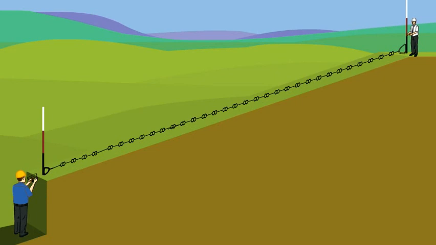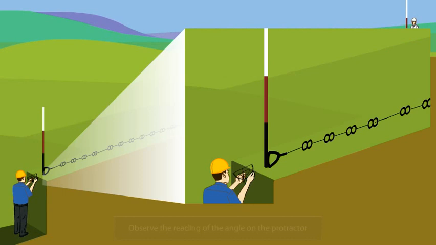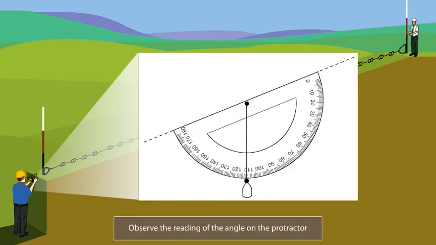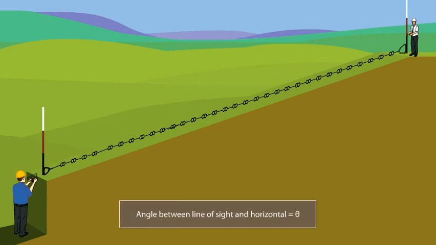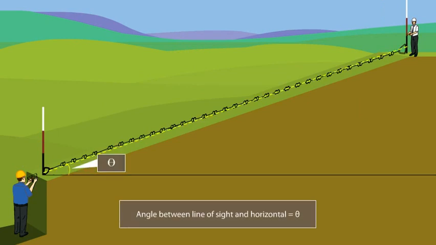Point the clinometer to the top of the upper ranging rod so that the straight edge of the protractor lines up alongside and right under your line of sight. Observe the reading of the angle on the rounded edge of the protractor over which the string with the weight is passing. Call out the reading to the surveyor, who should repeat it. To know the angle between your line of sight and the horizontal, the surveyor subtracts this reading from 90 degrees. Let this angle be known as theta.